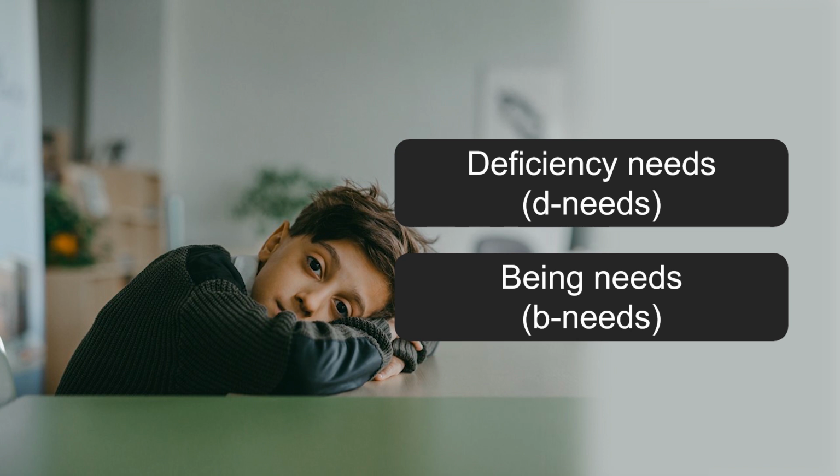Now, how are they different? Deficiency needs are for food, rest, safety, etc. And these are very basic needs. These are for survival. Then we move to the being needs. Being needs are for achieving self-actualization, for achieving all your abilities, for becoming what you are actually capable of.